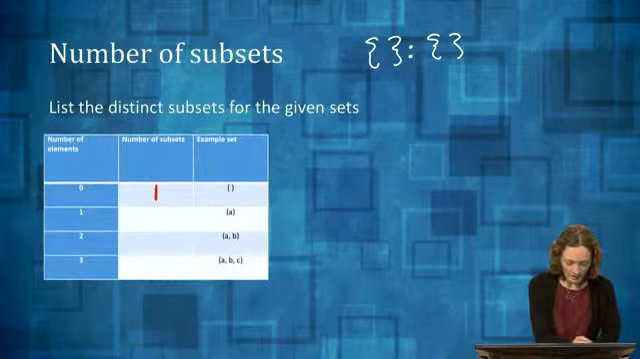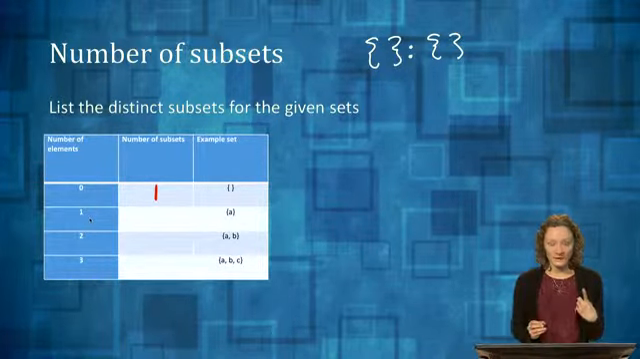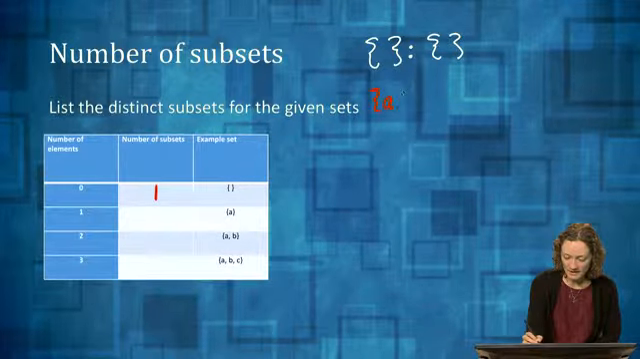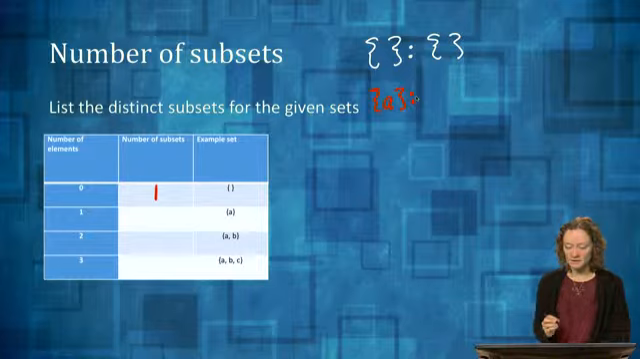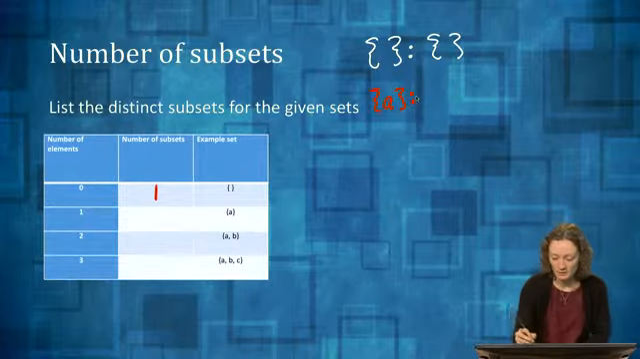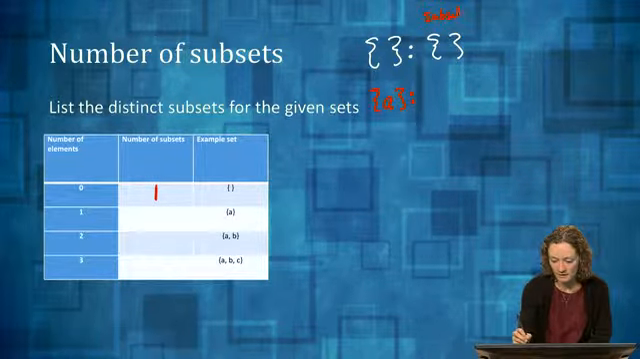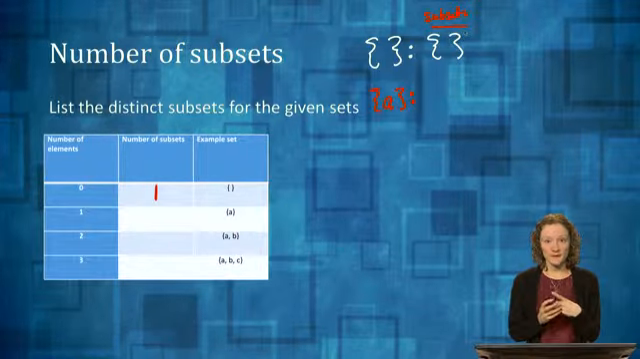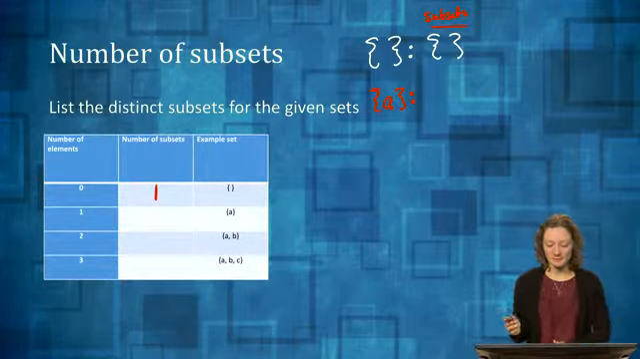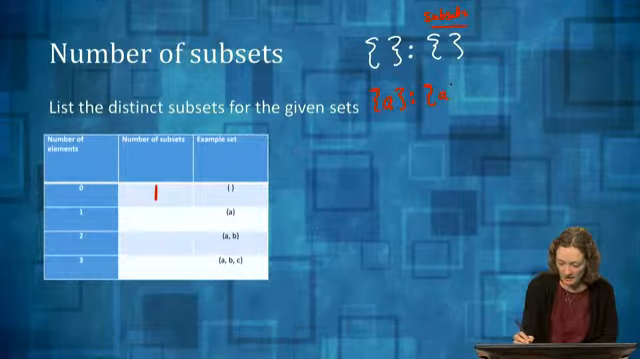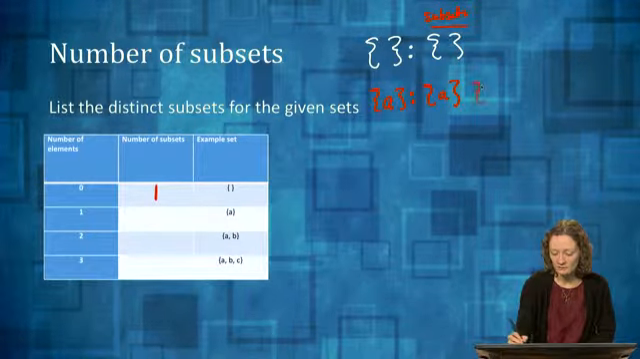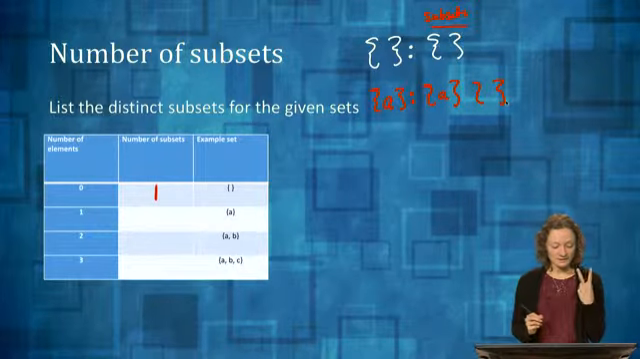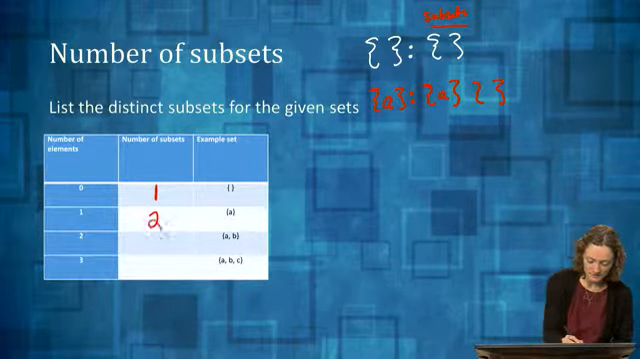Okay, how about the second one? Let's say we have 1 element in the set. An example of that could be having the set containing A. Let's list all the subsets. What we're listing here are subsets. So if we have 1 item, how many different ways can we distribute that item? We can distribute the item, we can give it away, or we can not give it away. So in this case, there are 2 subsets.